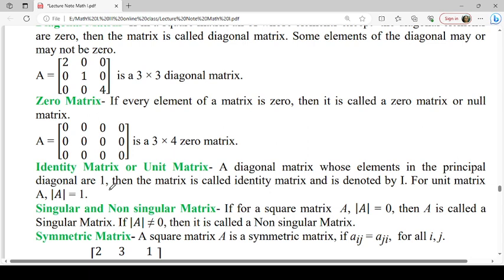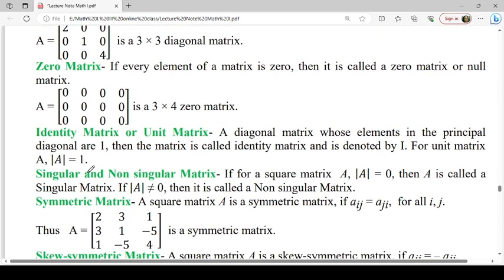Then singular and non-singular. A singular matrix means that the determinant of A is zero. When we have a square matrix, we can find the determinant. We will discuss this later. So if this determinant is equal to 0, then we say A is a singular matrix. Otherwise we say it is non-singular.